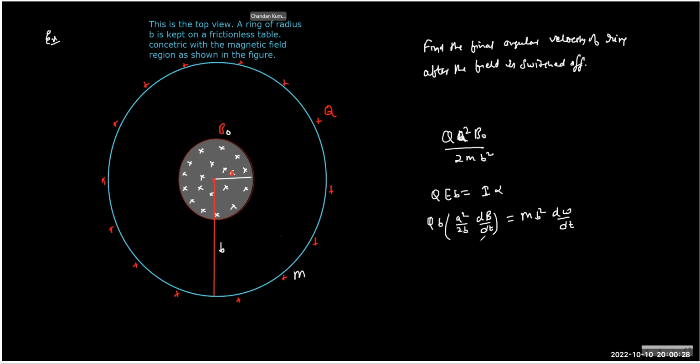So now this is obvious. What you got is right. Okay, this B cancels. So QA squared by 2 dB equals MB squared omega, and then the B will go from B naught to 0 and omega 0 to omega.